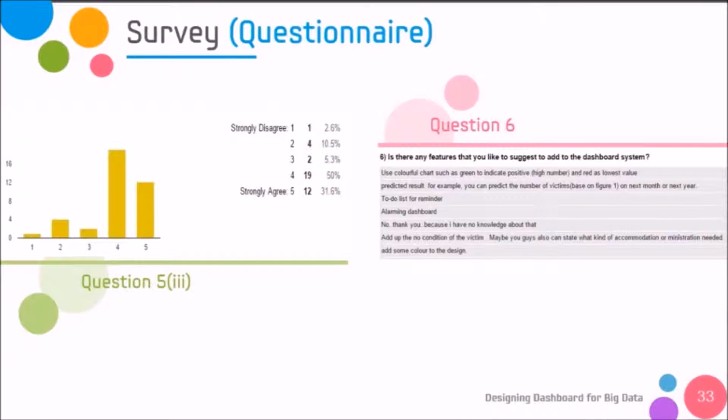The suggestions that they would like to add to the dashboard system, which we are looking forward to, are: number 1, use colorful charts. Number 2, predict results, for example, predict the number of victims. Number 3, a to-do list reminder. Number 4, an alarming dashboard. Number 5, add up the number and condition of victims. Number 6, add some color to the design.